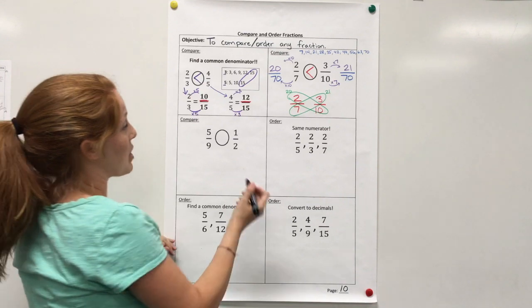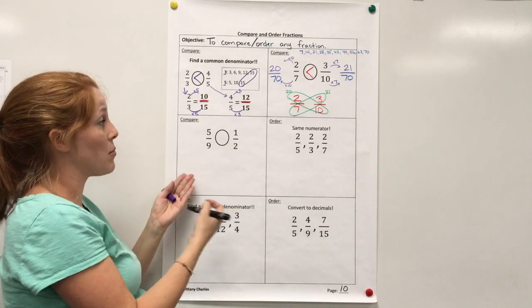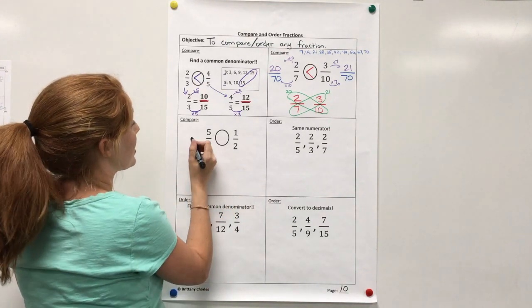Okay, so we find a common denominator. In this case, you could list out multiples of 9 and 2, and the first one you would hit would be 18.